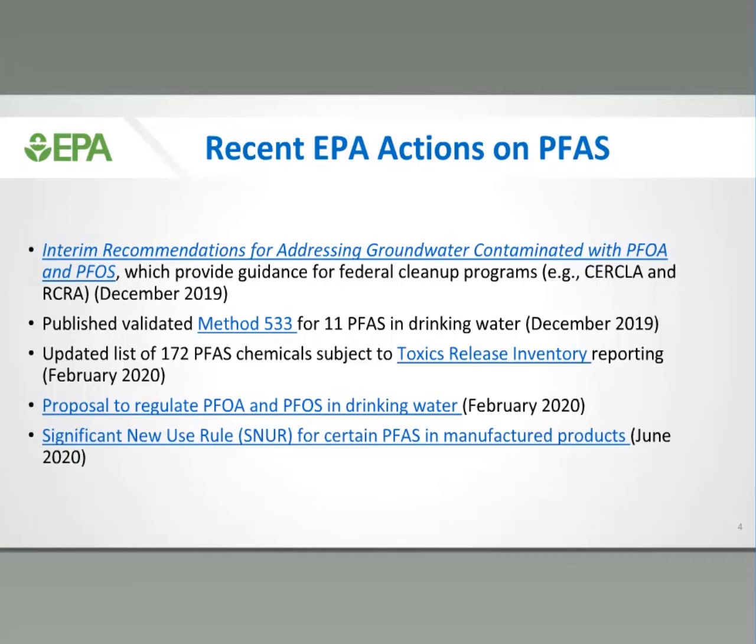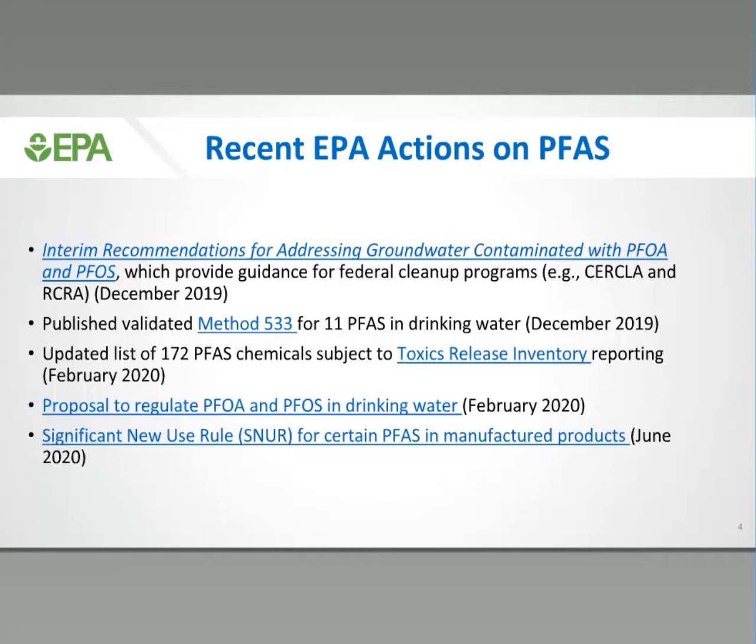Earlier this year, EPA put out a list of 172 PFAS chemicals that are going to be subject to the Toxics Release Inventory reporting requirement. That data collection period starts actually this year, 2020. Companies will have to start reporting that data to EPA next year at the end of the year.